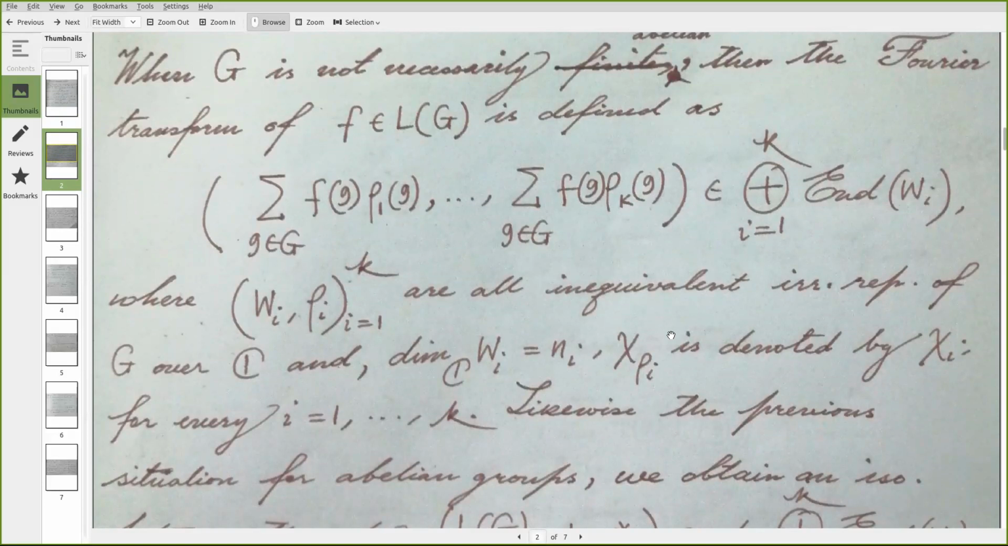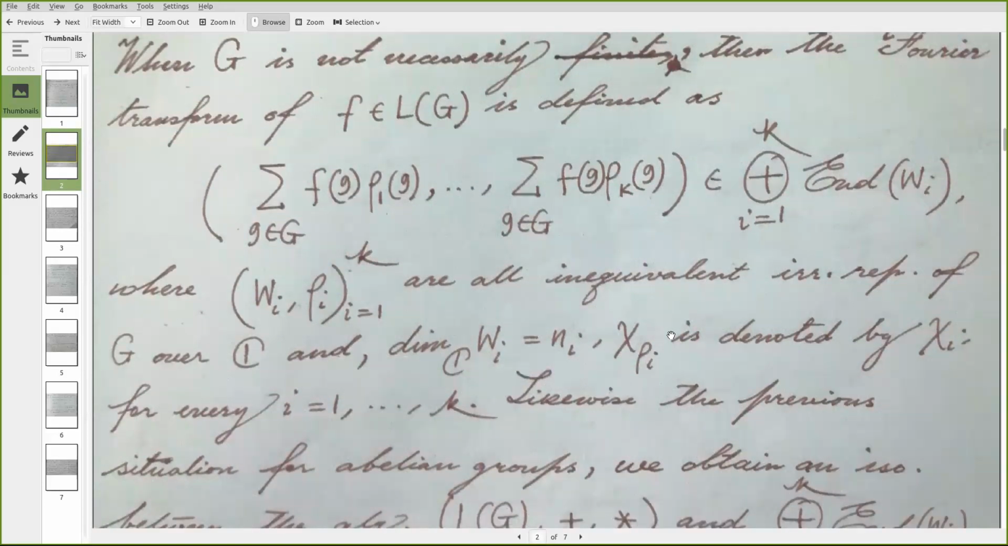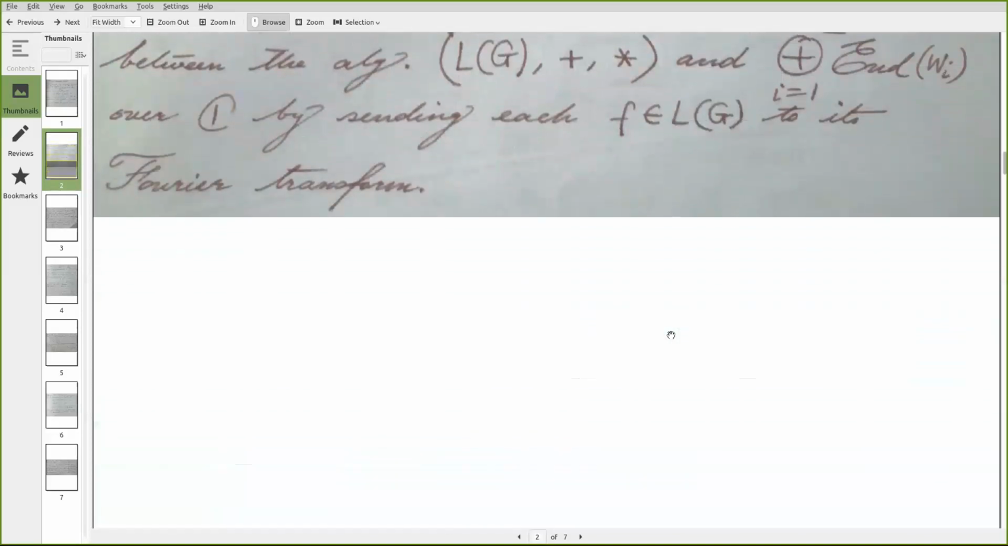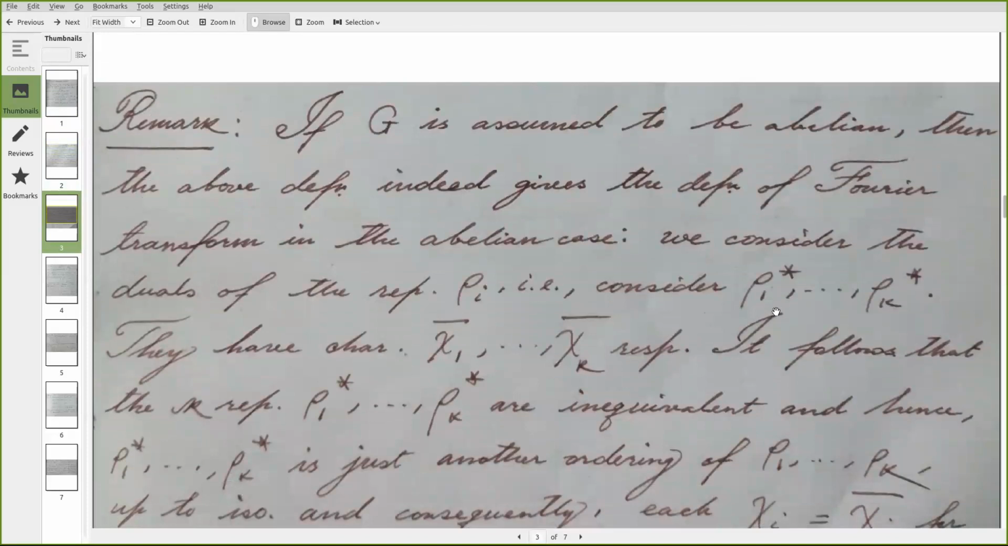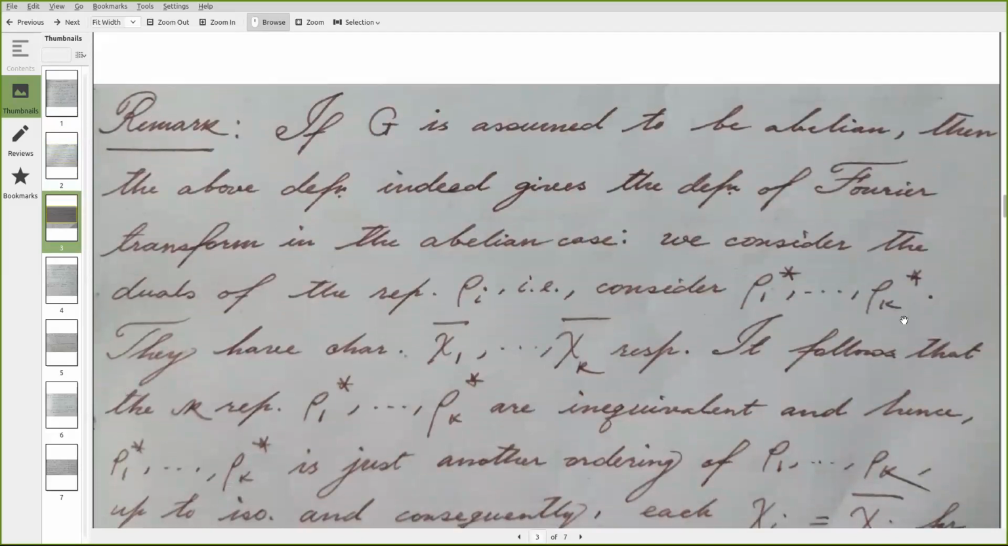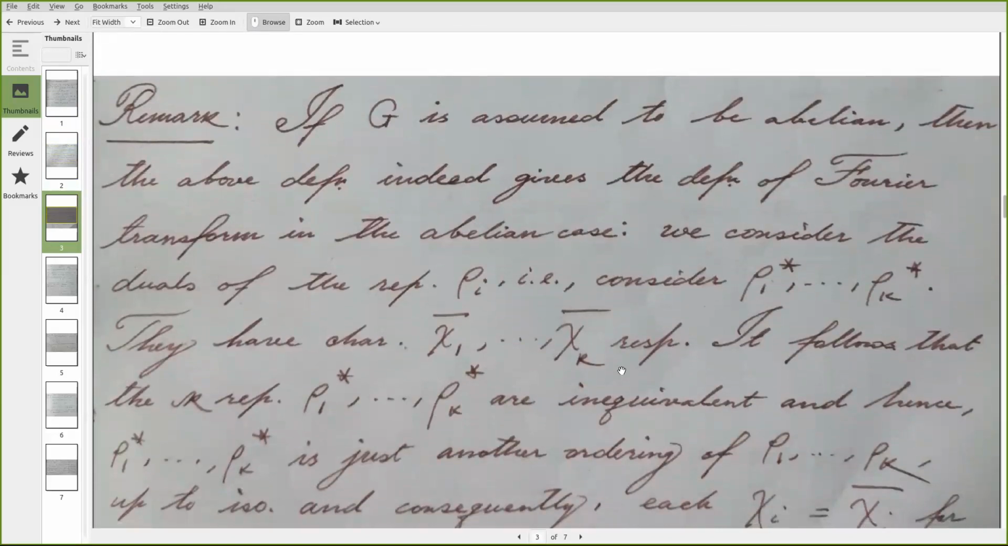Rather, it is just a matter of ordering. Well, let me explain. Let's observe the following, which explains this concern. Suppose rho 1 to rho k are the inequivalent irreducible representations of G, where G is not necessarily abelian. Then we consider the dual representations of the rho i's, and the dual representation of rho i has the character chi i conjugate.